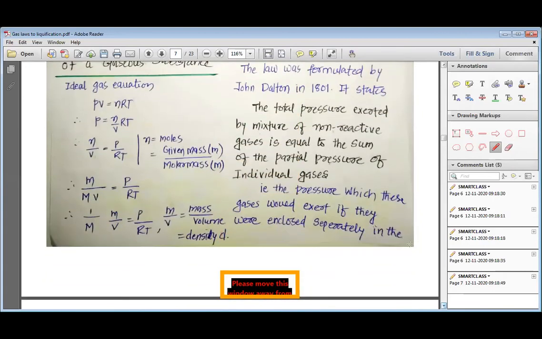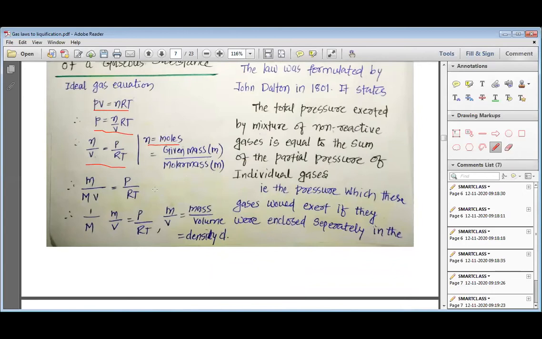We are already aware that PV = nRT, so we can write P = nRT upon V. Therefore, n upon V = P upon RT, because n is the number of moles of gas, that is given mass divided by molar mass, small m divided by capital M. So small m divided by capital M into V is equal to P upon RT, because we have written n equal to small m divided by capital M.